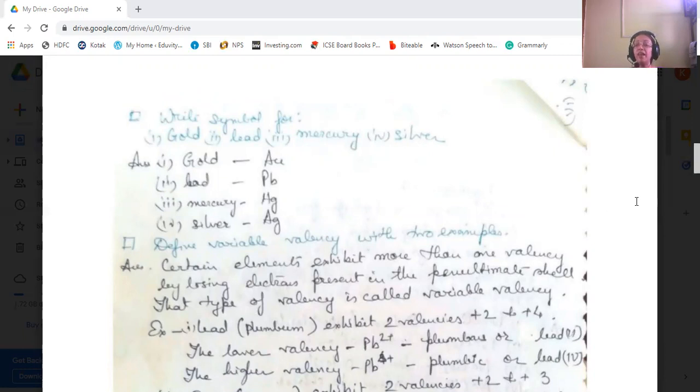For example, lead, which we call plumbum, exhibits two valencies. One is +2 and another is +4. Why plus? Because it's a basic radical. This is a metal, it will lose electrons, and if it loses electrons, then it becomes a positive cation. The lower valency Pb2+ is plumbous or lead 2. The higher valency is Pb4+, or we can call it plumbic or lead 4.